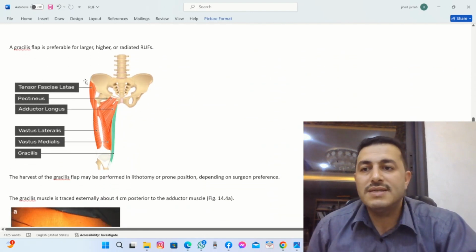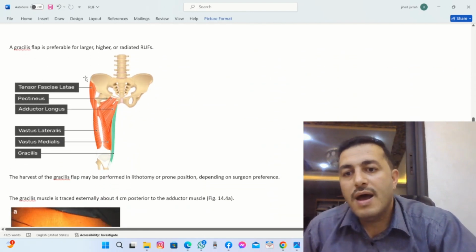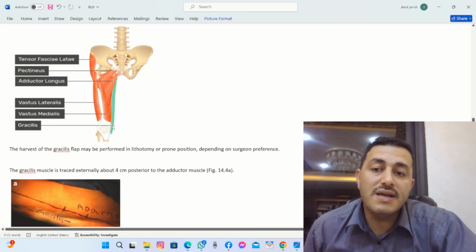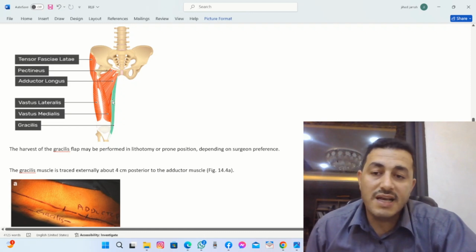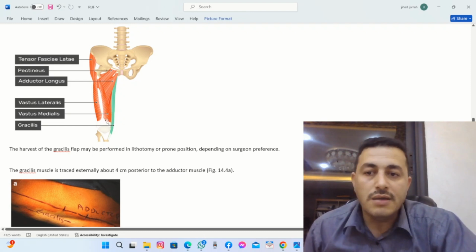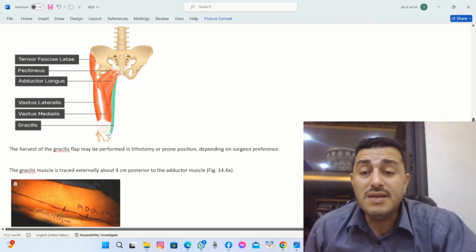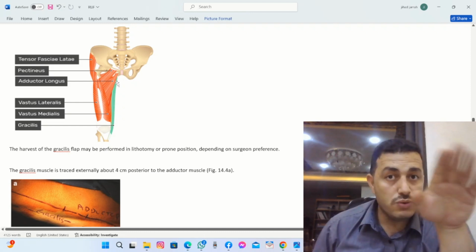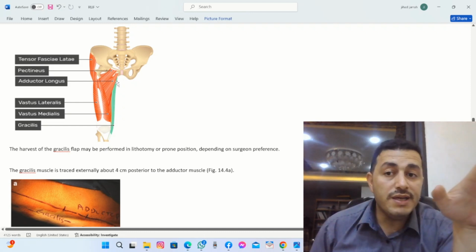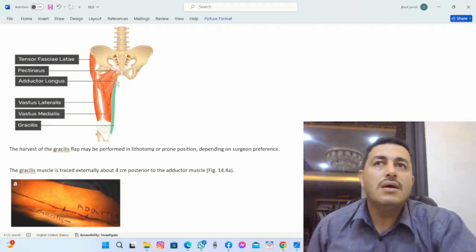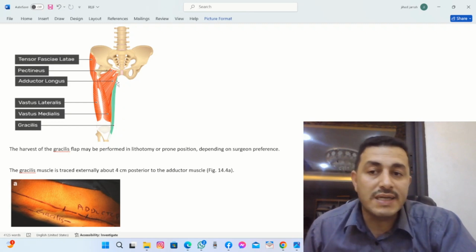The second option is the gracilis flap, and I bring this picture just to show you where the gracilis muscle exists. It is in the medial aspect of the thigh, a little bit lateral. We have the adductor longus, inserted in the medial aspect of the thigh. We can bring this long muscle through a perineal incision, as we will show you, and transpose it in the retroprostatic space.